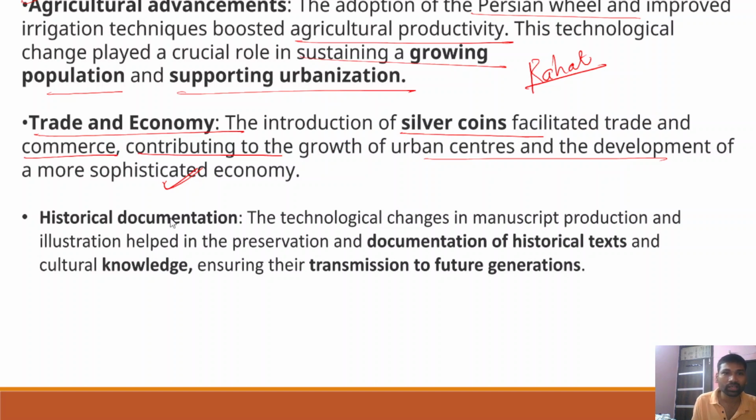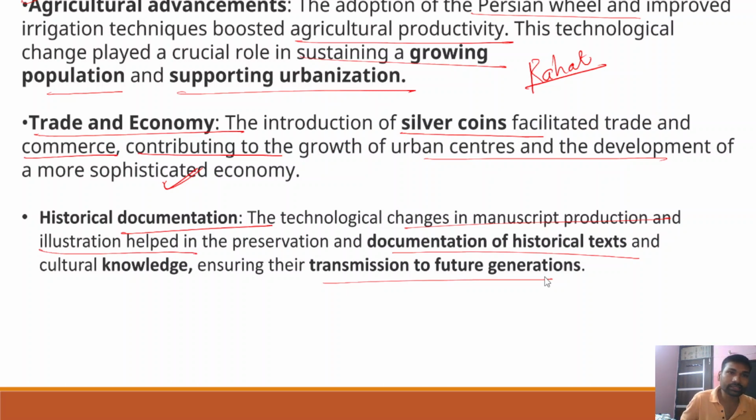Now, historical documentation was also revolutionized; technological changes had a transformational effect on historical documentation. For example, technological changes in manuscript production and illustration helped in the preservation and documentation of historical texts. This preservation and documentation led to the transmission of the same knowledge to future generations. So this is how we need to write this question.